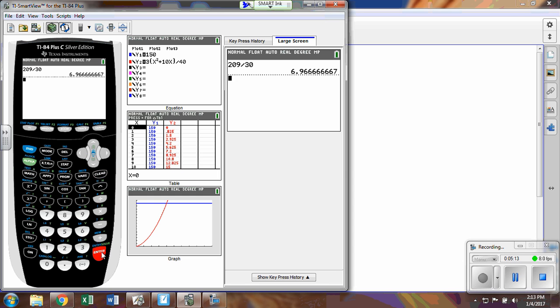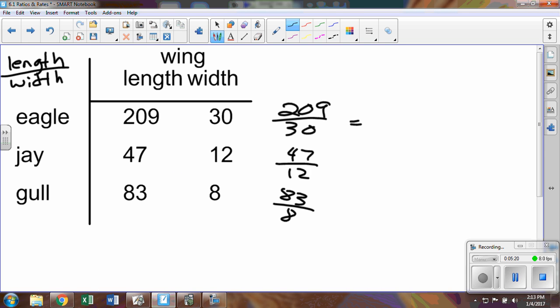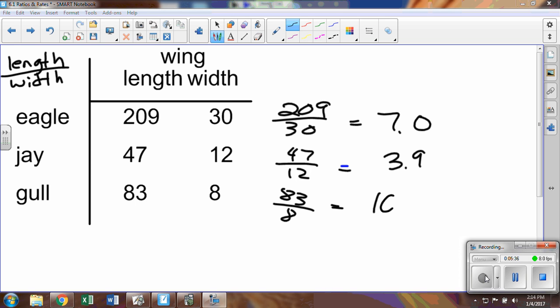So 6.96, we'd round that and say 7.0. And you should pause the video, grab a calculator, and crunch the numbers. What ratios do you get? 47 to 12 simplifies to 3.9, and 83 to 8, there's 10.4. So, which bird has the largest ratio?